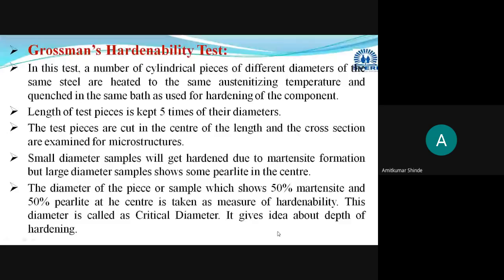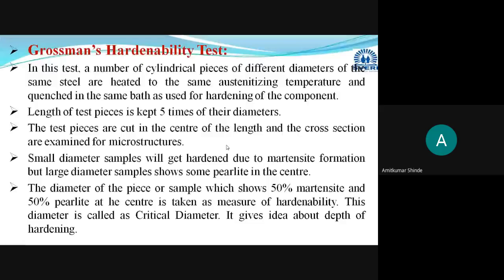While changing the diameter, you have to take care that whichever length you select for that specimen, it should be 5 times the diameter. Okay, the length of the test pieces is kept 5 times the diameter. And there is a slight change while measuring the hardness values here.